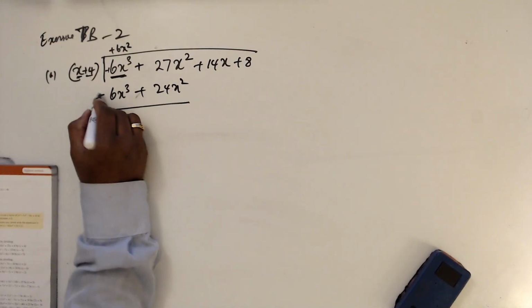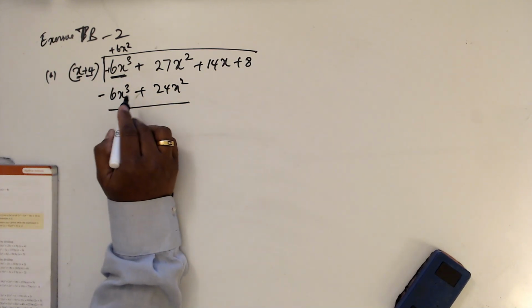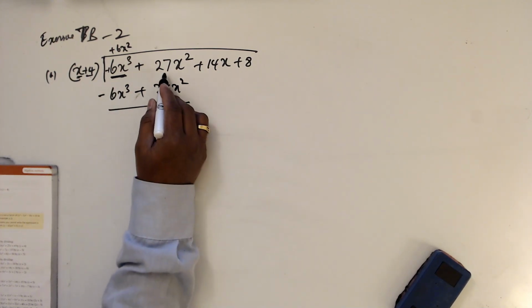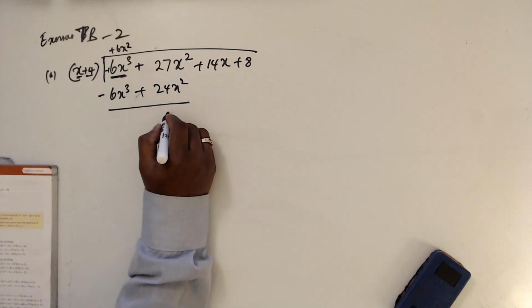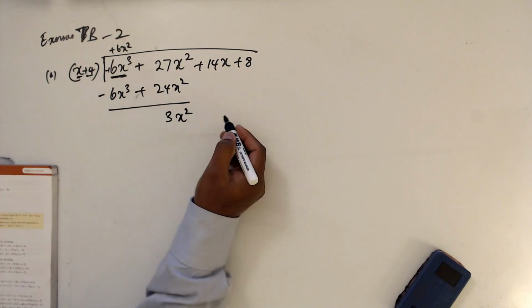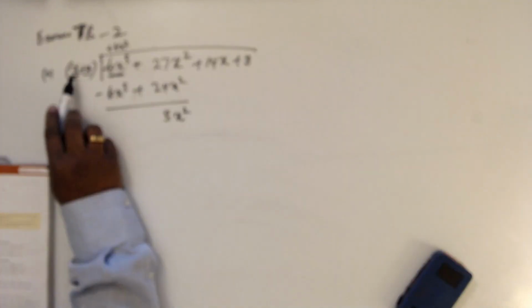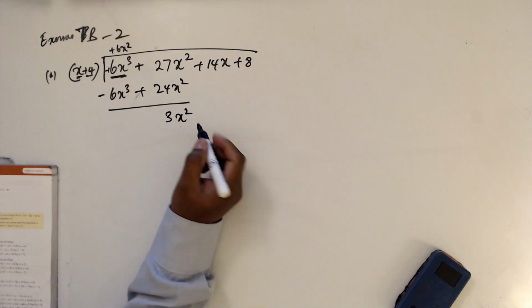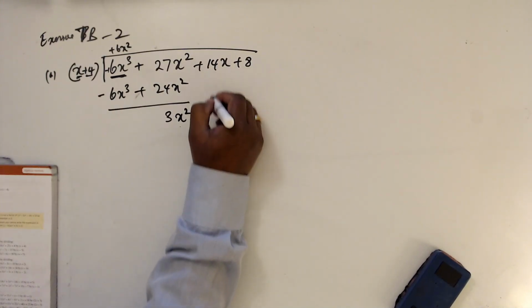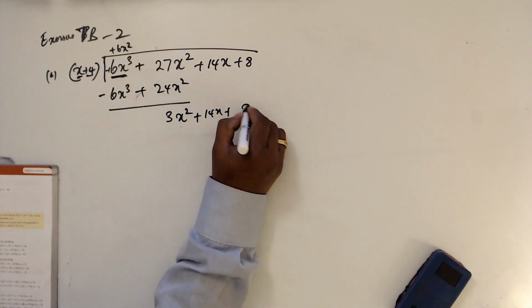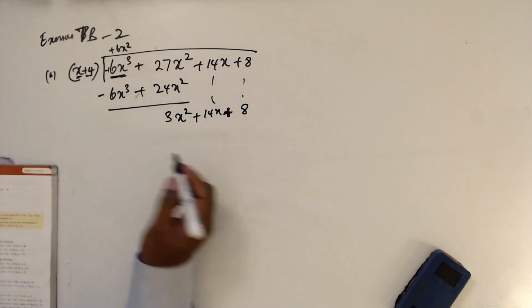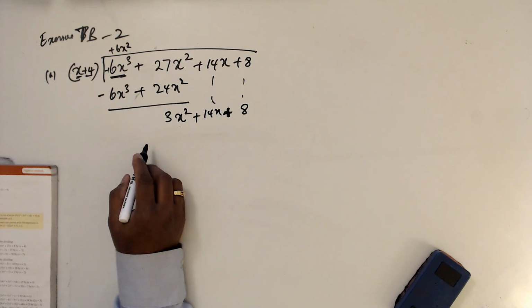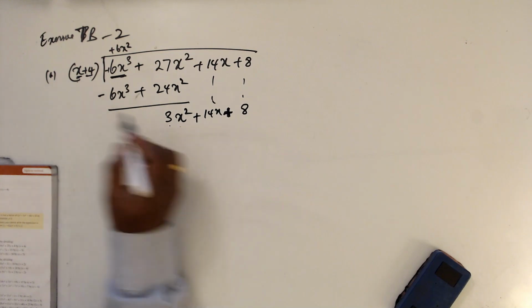So then we have to minus. When you minus, this becomes 0. And 27 minus 24x square is 3x square. When you look at it now, this is x square, we have to continue. So then we will bring those two down. Then what is the remainder? Now this one and this one.